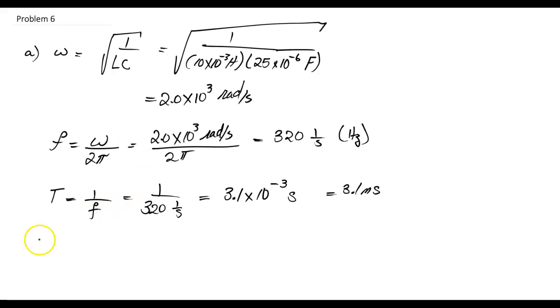Part B. Since the period of oscillation is now known, 1.2 milliseconds, so t equals 1.2 milliseconds, is about 0.38 periods. All you have to do is divide 1.2 by 3.1 and you get this answer. And this corresponds to the following.